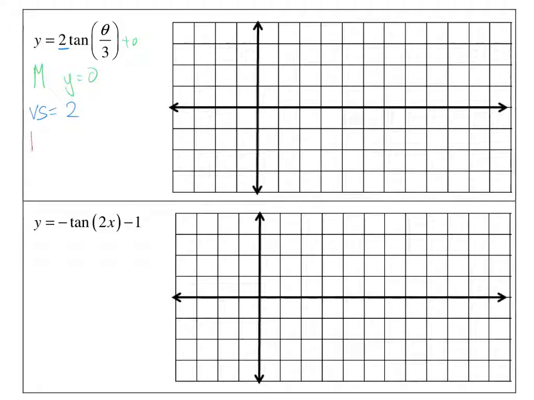Next one is period. Well, period on tangent is not 2 pi divided by b. It's pi divided by b. Now, what is b? Well, if you look at this carefully, your b is 1/3. So what we got here is pi divided by 1/3, which is pi times 3/1. So your period for this particular problem is 3 pi.